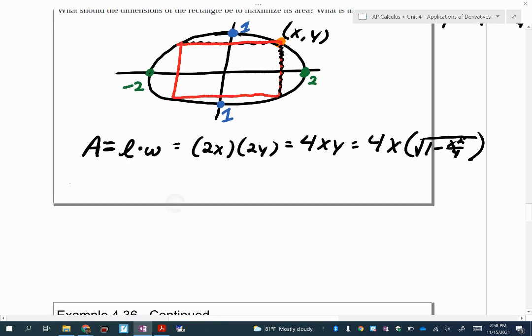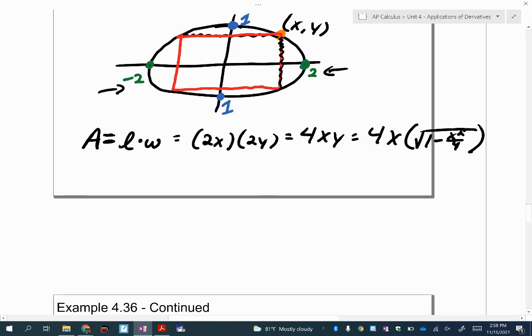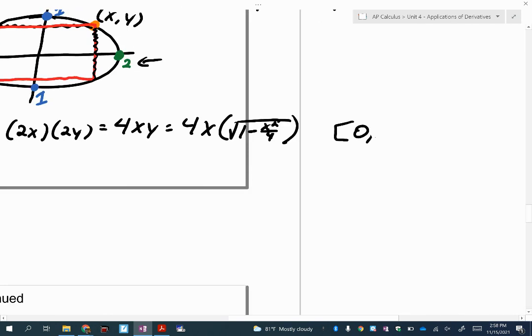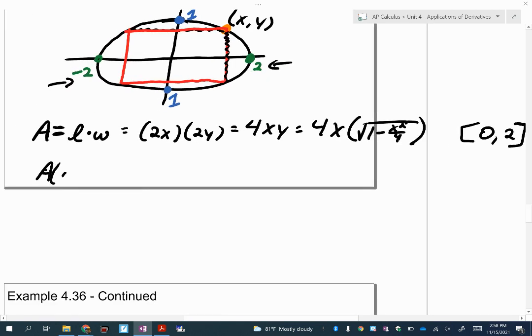I want to maximize this area. So let me talk about the endpoints. I'm looking at my x values. You'll notice that in terms of the x-axis, the farthest right and farthest left I'm going is -2 and +2. All right, so in terms of my domain here, because I need a positive value for x, my interval is between 0 and 2. So I'm going to plug my endpoints of 0 and 2 into this area formula.